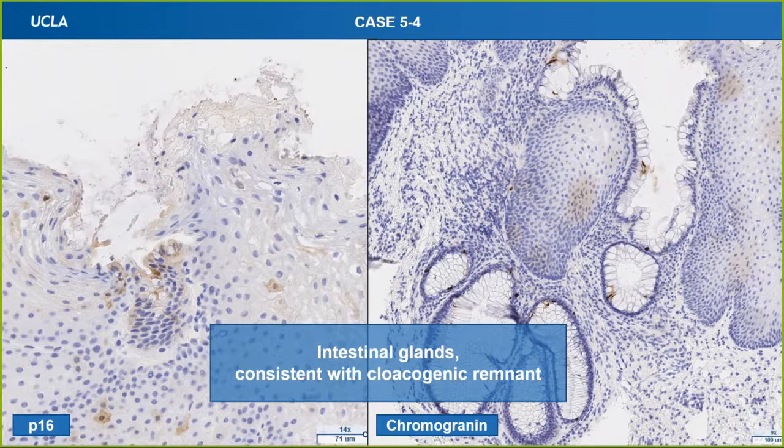Cloacogenic remnants are thought to be congenital rests of intestinal epithelium that were left behind during division of the urogenital tract and rectum. It's characterized by columnar cells with admixed goblet cells and endocrine cells, and that can be highlighted by neuroendocrine markers. And these glands tend to be in direct continuity with the superficial squamous mucosa, which was the case in this case.